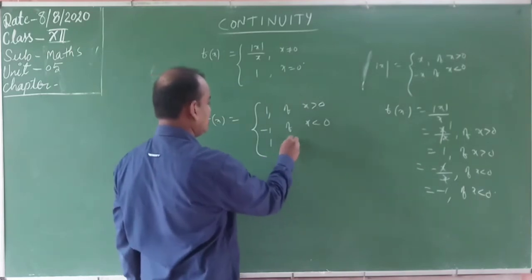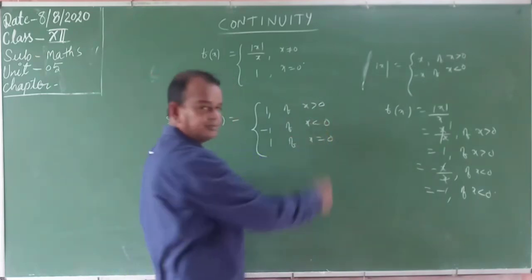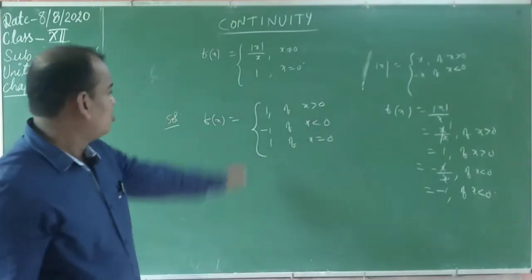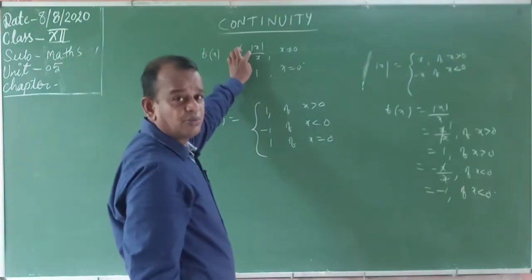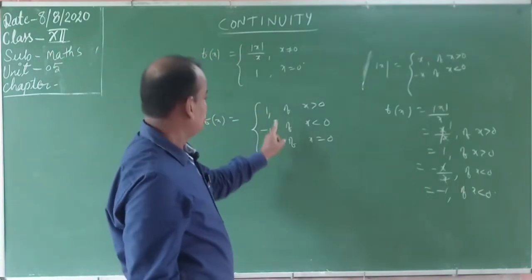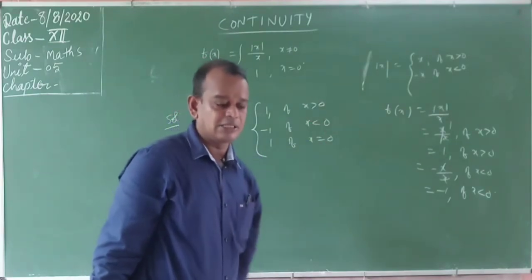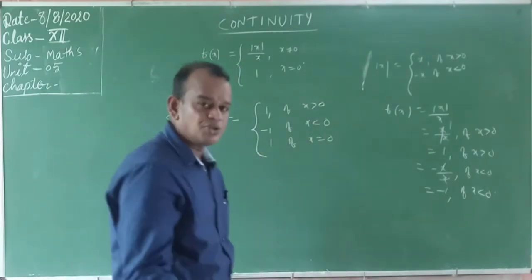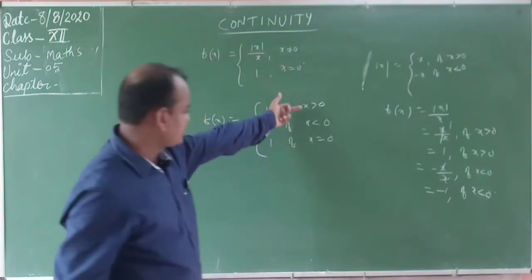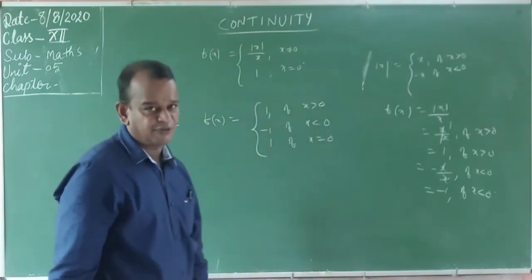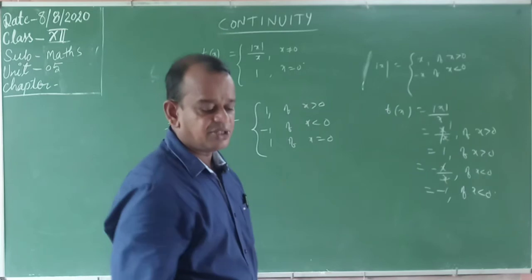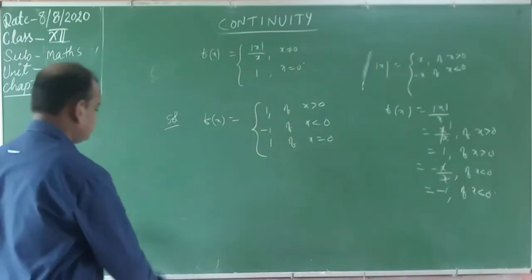Now 1 if x is equal to 0. Clearly given. Mod x by x means x is positive. Mod x is equal to x by x means 1. That's why I am writing. I worked out the concept. Understood? Now check how many functions are there? X greater than 0, x less than 0 means more than one function. Means we write the LHL and RHL. What is the formula of LHL?